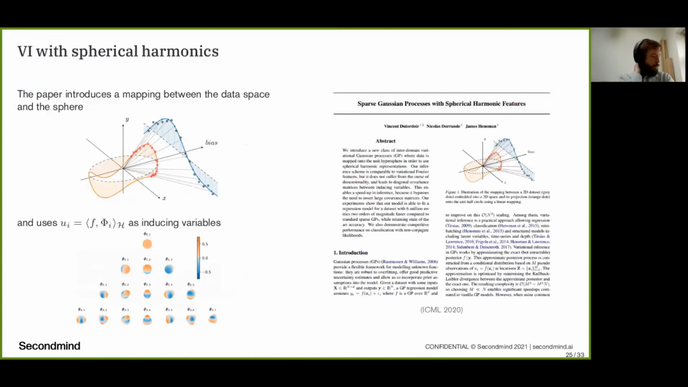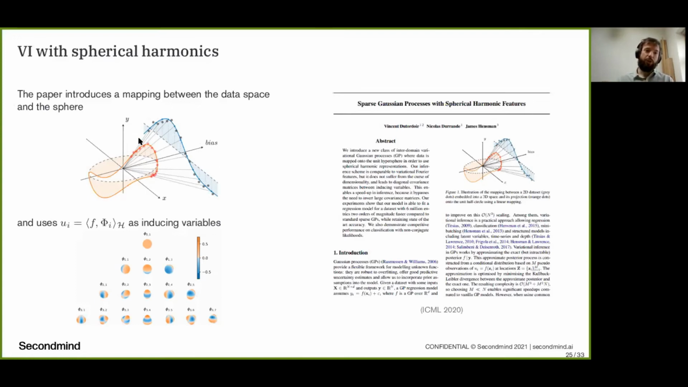The last piece of work I'm going to present when it comes to reducing the computational complexity is an ICML 2020 paper from Vincent Dutordoir. This paper introduces a mapping between the data space and the sphere. So let's say your data live in a Euclidean space that is here represented as a line. Then we embed this data into a larger dimensional space, and then we project the data onto the sphere.